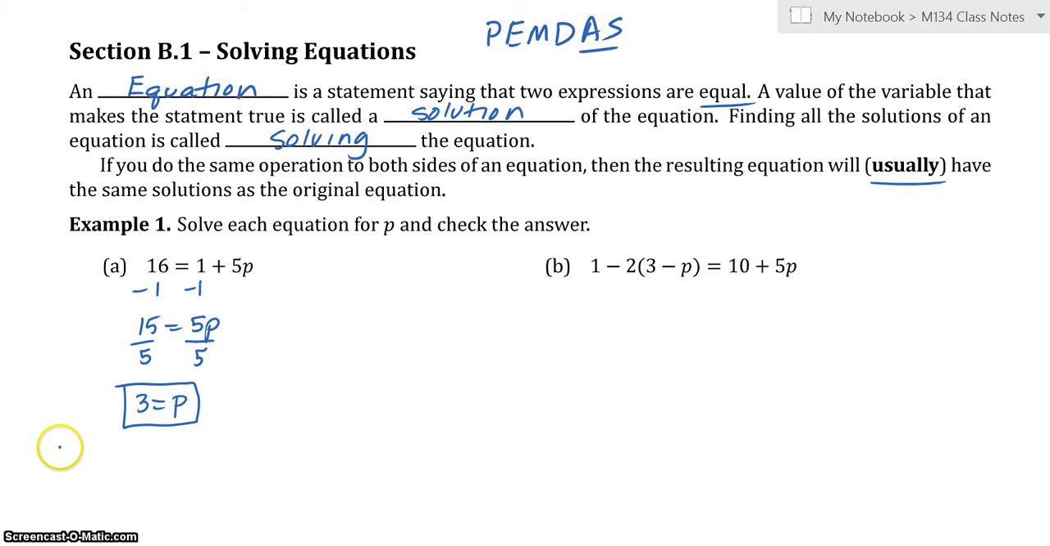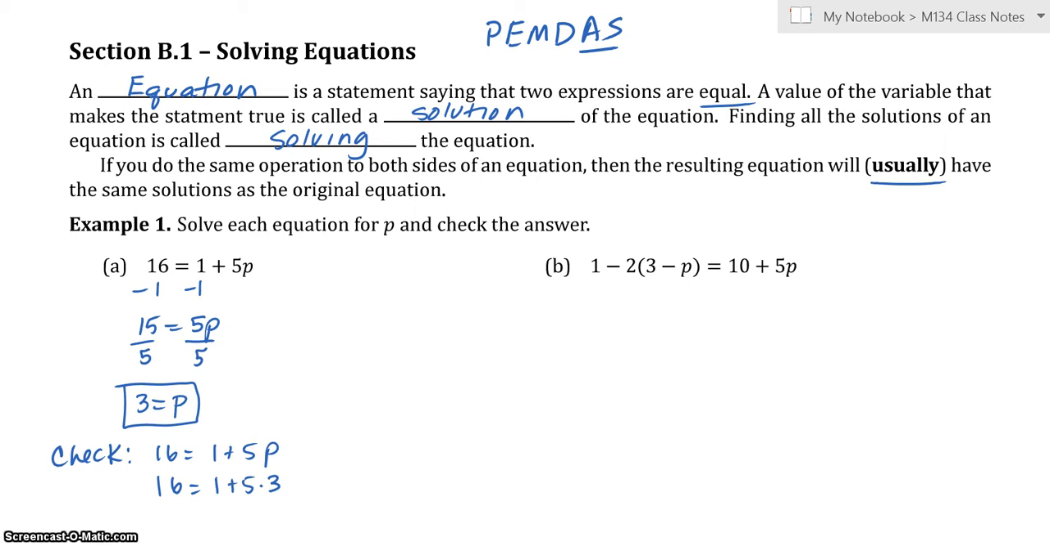You could do a check to make sure that is right. So I'm going to check it. I'll write down my original equation, and then I'm going to put a 3 in for p. I'm going to put a dot there to make it look like multiplication, because we know nothing in between is multiplication.